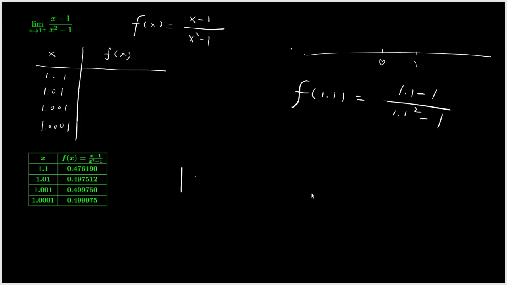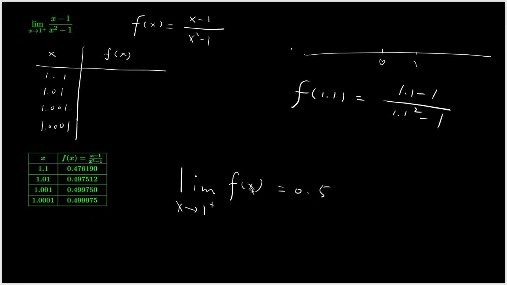So we say the limit of the function, this function as x approaches 1 from the right, is equal to 0.5. That value is the limit. So do you see these values getting closer and closer to 0.5? I'm going to repeat the meaning of my notation.